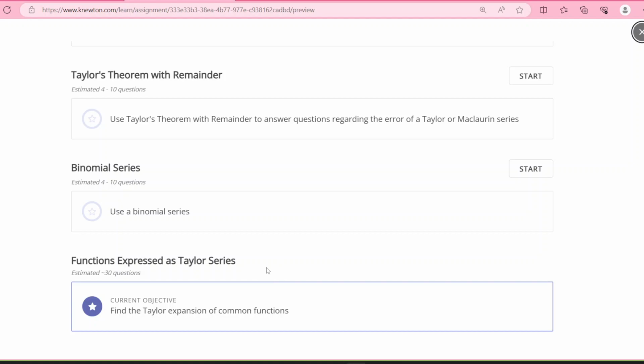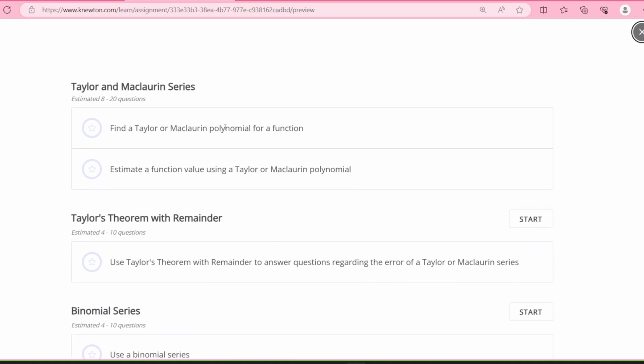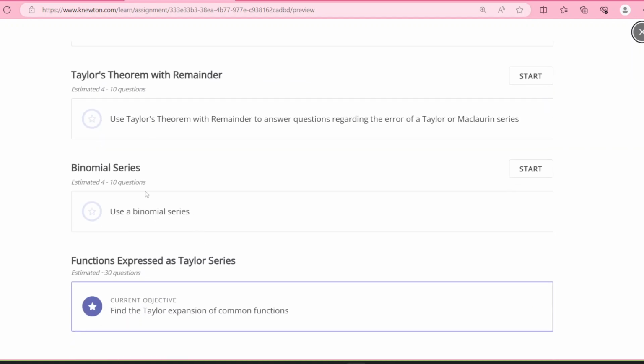If you go look at my page, you can see the videos for Taylor-Maclaurin series, Taylor's theorem with remainder, binomial series, and now this one, functions expressed as Taylor series. Now I know they said Taylor series here, even though I think every single problem said Maclaurin series, but remember, a Maclaurin series is just a Taylor series centered at 0.